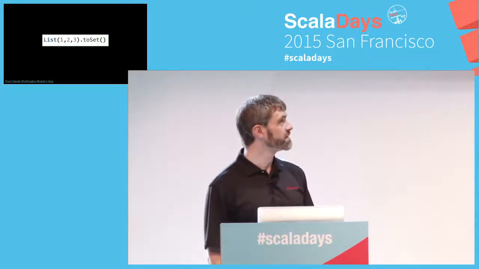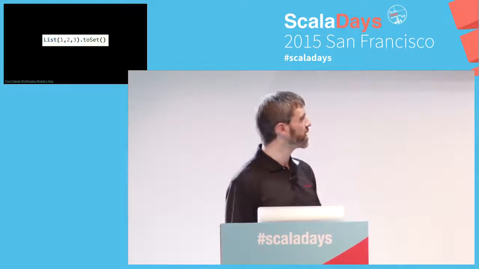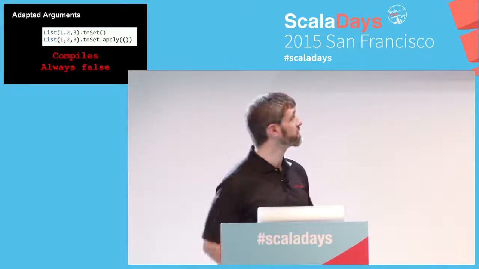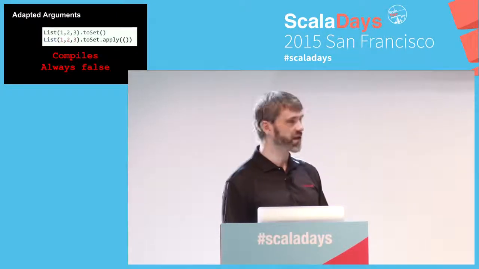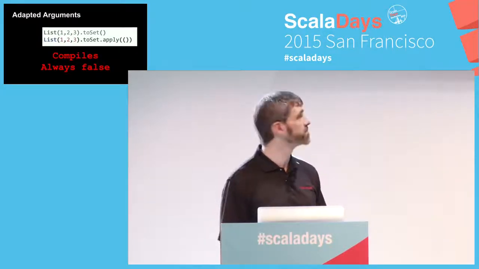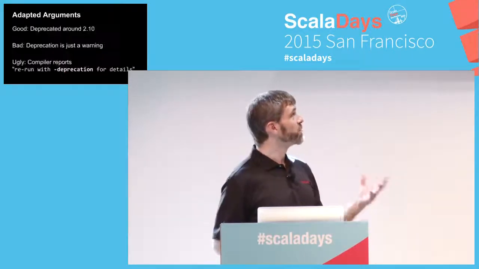So a similar thing here. We've got a list, and it looks like we're turning it into a set. In fact, that's not quite what we're doing. What we're really doing is we've got a list that we're turning into a set, and then we're calling the set's apply to see if the unit value is in there. And again, you're always going to get false here instead of something useful. So we can do better than that.